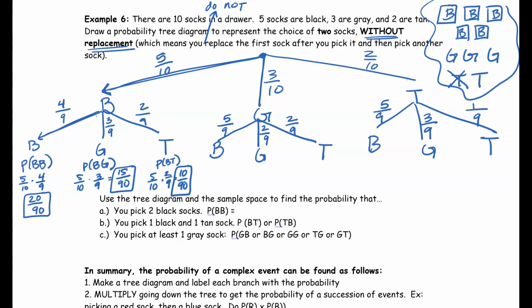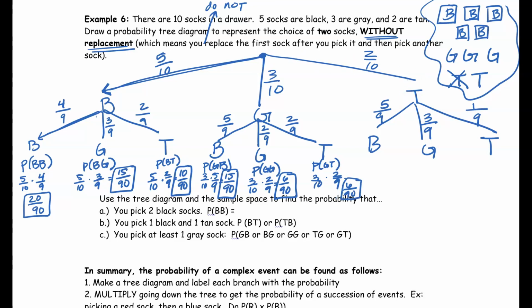Now, hopefully you get the hang of this here. So if you want to pause the video and try the rest on your own, you can, or just mute me. So I'm going to go ahead and do the rest. So gray black, so the probability of gray black is going to be 3/10 times 5/9. So 15/90. And then gray gray, so probability of gray gray is 3/10 times 2/9. So 3/10 times 2/9 is 6/90. So notice these are all out of 90. Gray tan, so probability of getting a gray and then a tan is 3/10 times 2/9. 3 times 2 is 6/90.